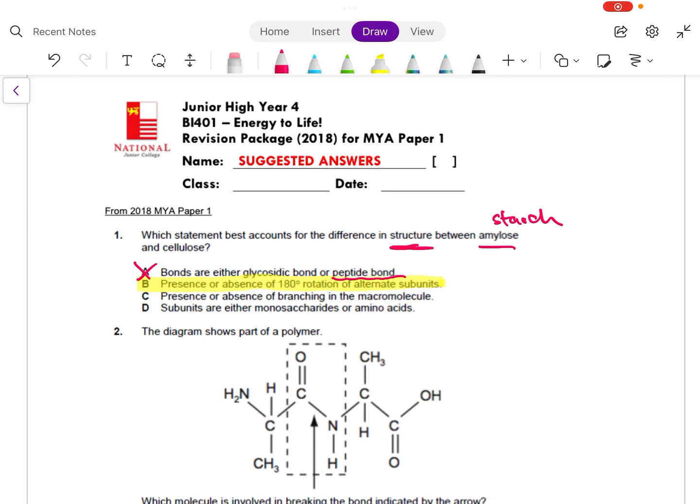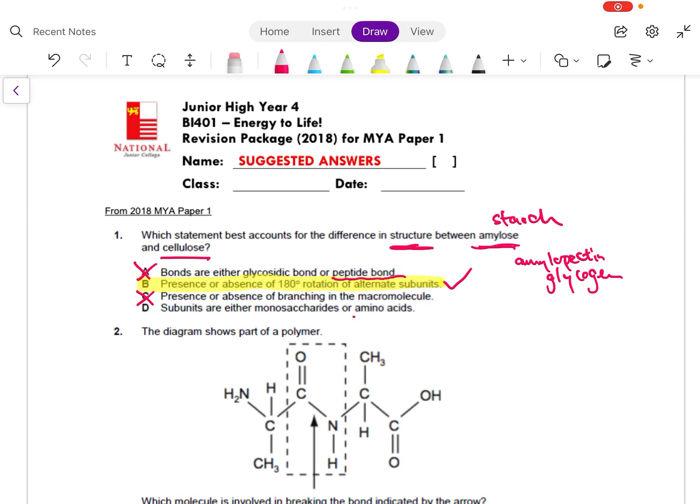B, presence or absence of 180-degree rotation of alternate subunits. This is true. In the case of cellulose, there is 180-degree rotation. In the case of amylose, there isn't. C, presence or absence of branching in the macromolecule. In both amylose and cellulose, there is no branching, so this is not correct. Amylopectin, as well as glycogen, you can expect to see branching, but not amylose and cellulose.